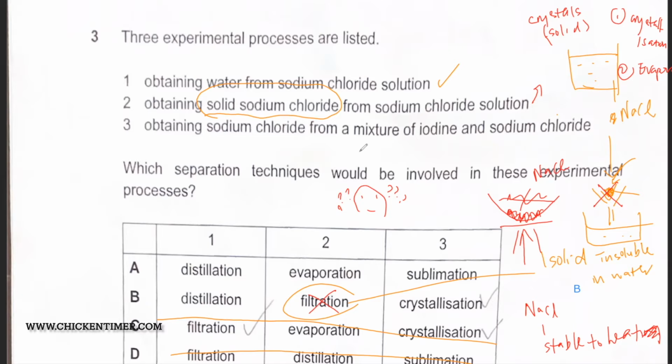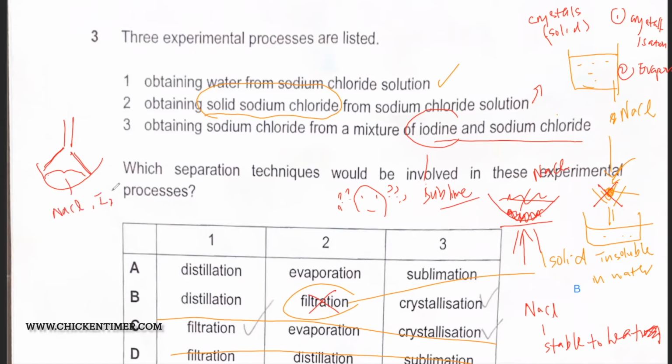And then lastly, you have sodium chloride and iodine. Iodine is something that will sublime. Sublime means it turns from solid to gas directly. So what we usually do is put an inverted filter funnel over the solid mixture of sodium chloride and iodine.